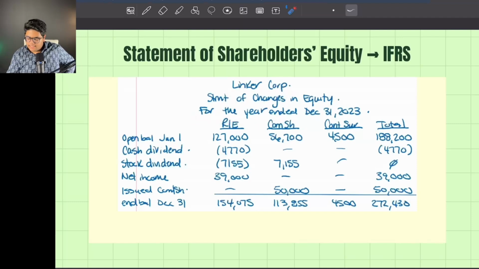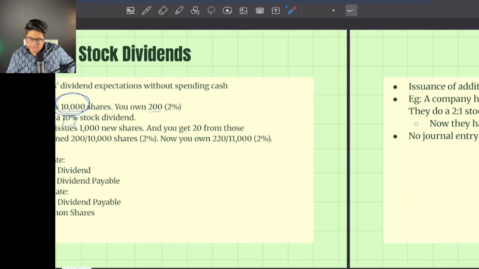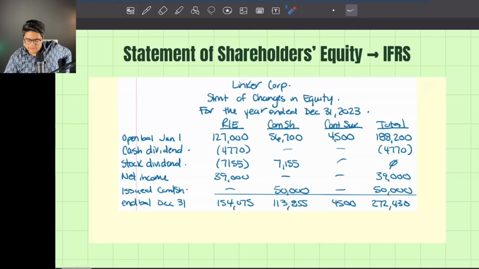And then what it consists of is you have your opening balance and the date. So you have the opening balance for all of the equity accounts. You have retained earnings, common shares, and contributed surplus, which if you remember, is basically this figure, which is either the gain or the loss when it comes to reacquisition of shares.